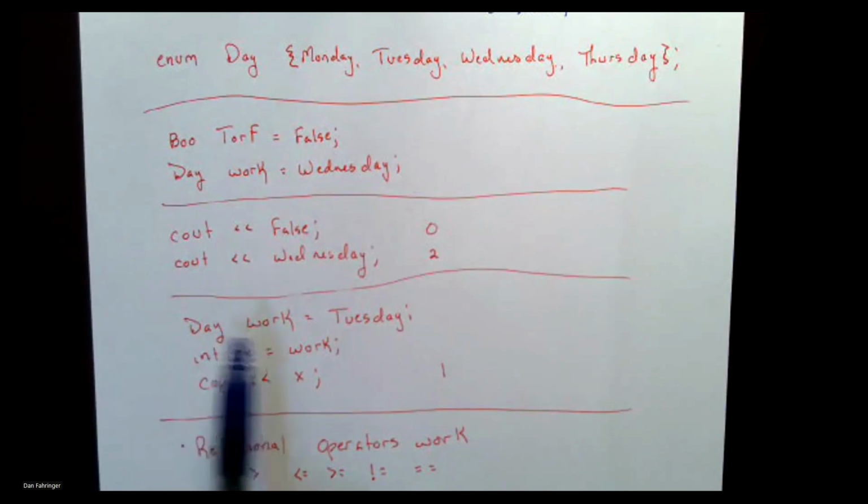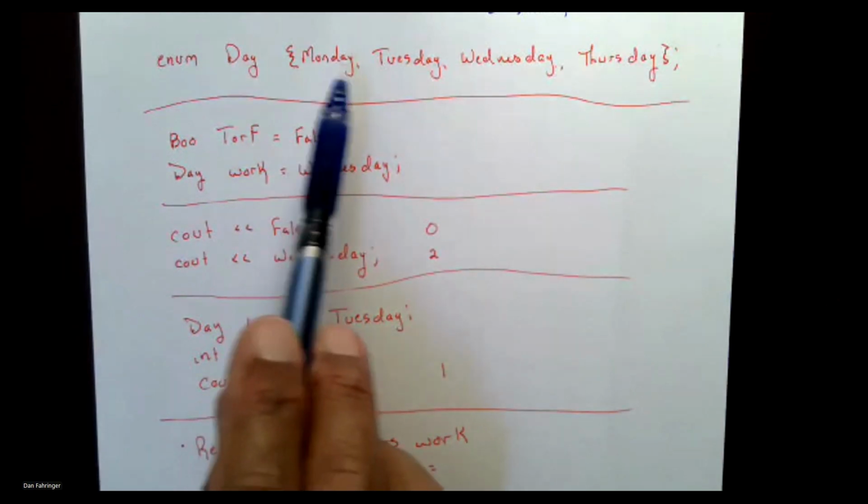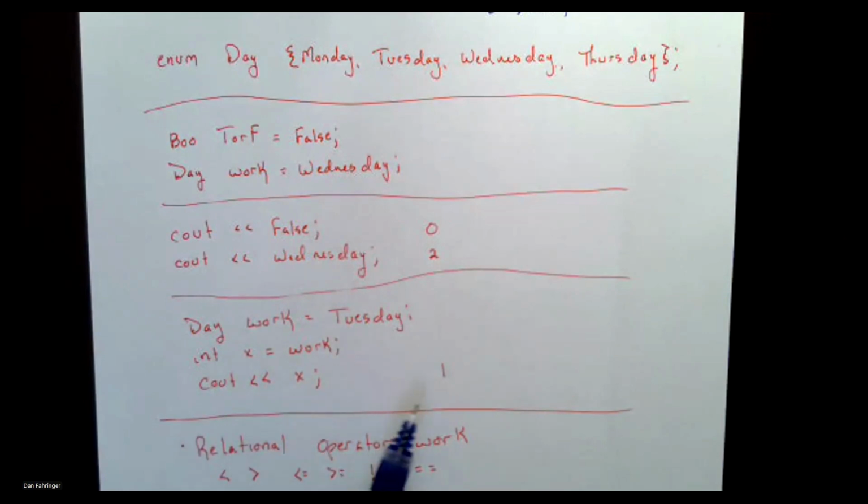A couple of declarations. Day, work, I can give it the value Tuesday. I did something like that up there. What if I said int x equals work? All of a sudden x is getting the value of 1. If I cout, I get 1.